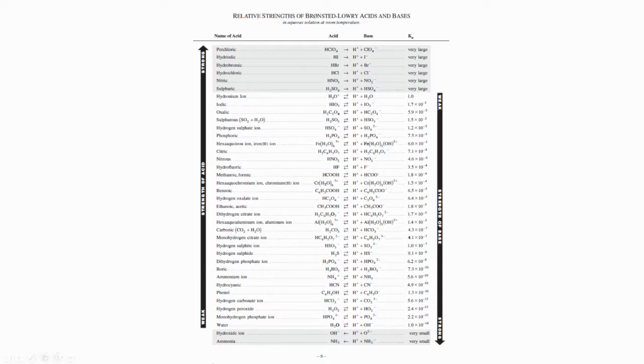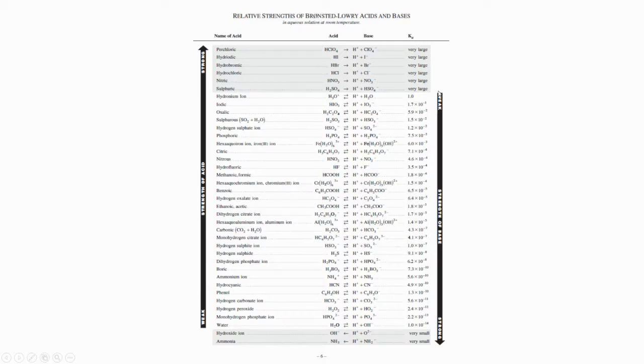So, different things we want to notice on here. The name of this table, we'll call it the acid-base table. That's technically called, I guess, at the top, the relative strengths of Bronsted-Lowry acids and bases. Things to notice on the table, this bar on the left-hand side: the strength of the acid. So we have weaker acids at the bottom, strong acids at the top.